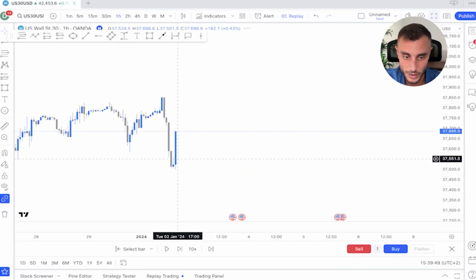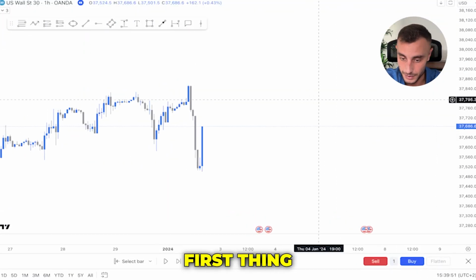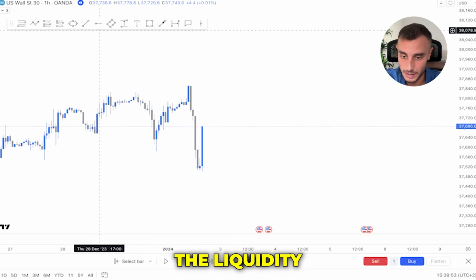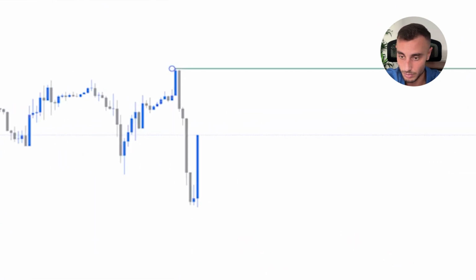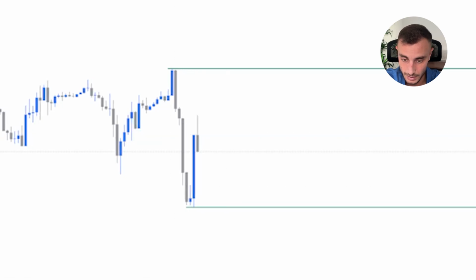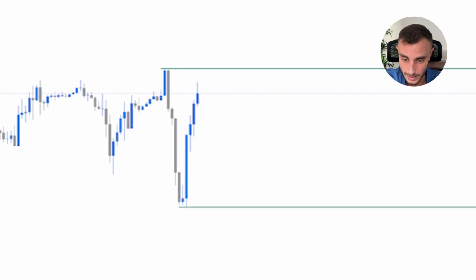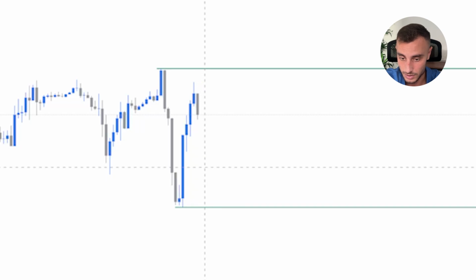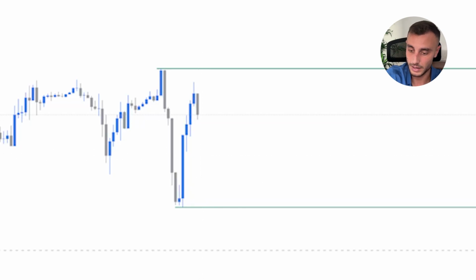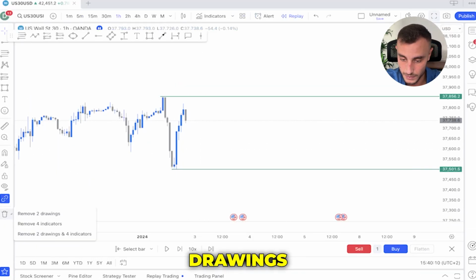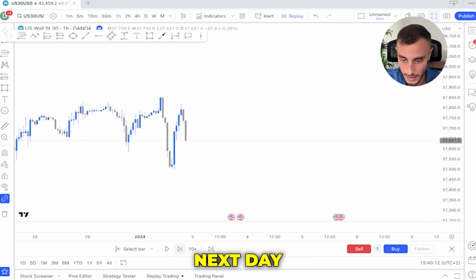So this is exactly when I would open the chart. And the first thing that I would do is I would mark up the liquidity levels. We have a liquidity level here and we have a liquidity level here. Now let's wait and see if either one of the levels would get taken out. And the answer to that is no. We can see it's 8 p.m. here. Now we can remove the drawings and move on to the next day.